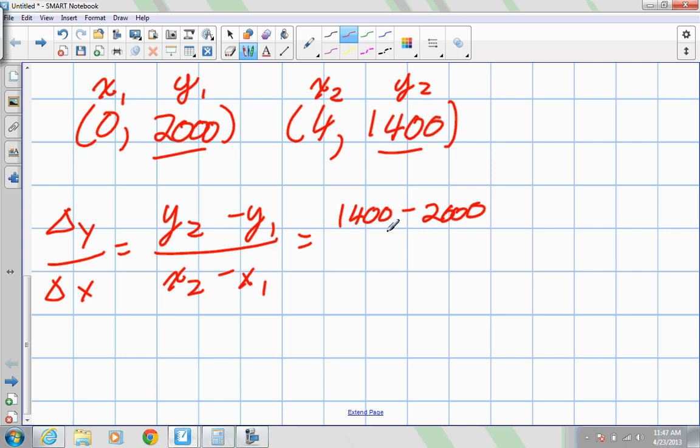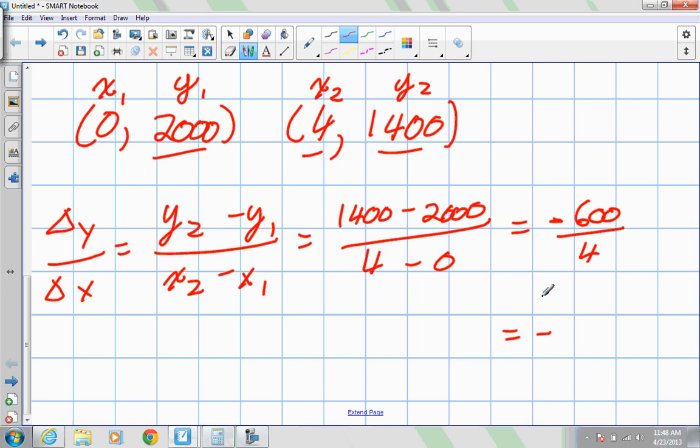Divided by x2, which was 4, minus x1, which is 0. Okay? That is going to be equal to, what is 1400 minus 2000? Anyone know? Negative 600. And 4 subtract 0? 4. So, what am I going to get in the end? First of all, this is a negative divided by a positive, so my answer will be negative. And what will the value be?